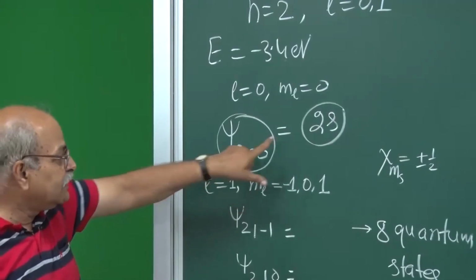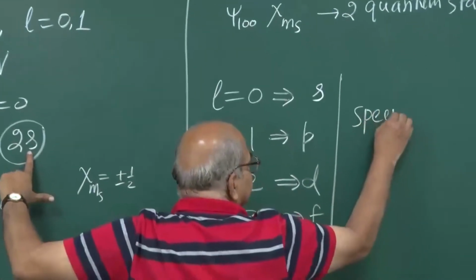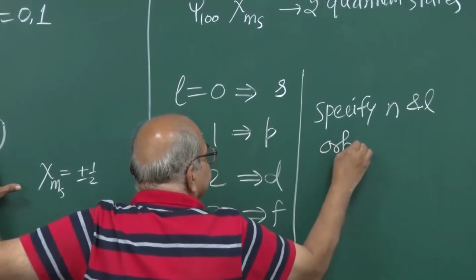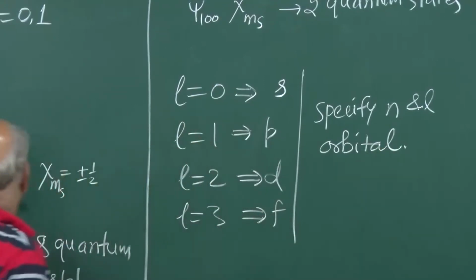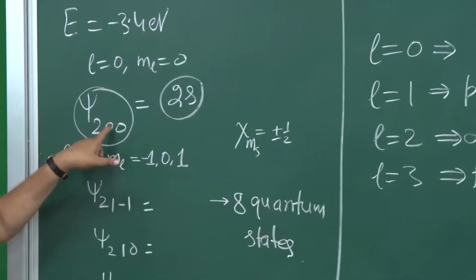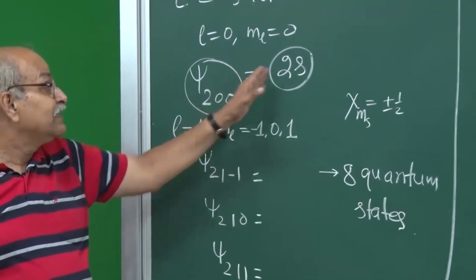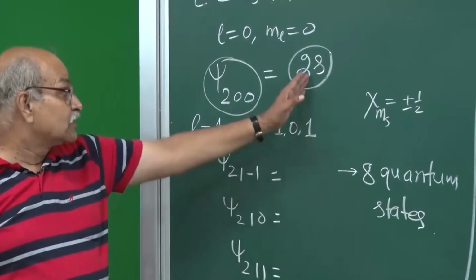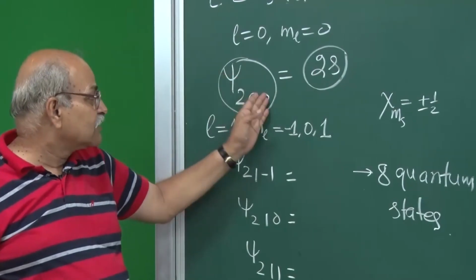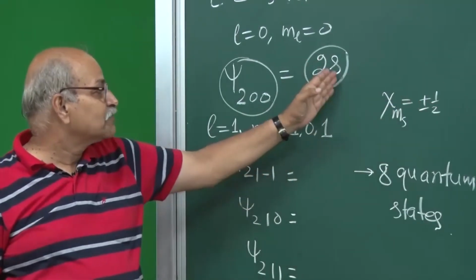And when you specify n and L, then you call it orbital. So 2s is an orbital where n is equal to 2 and L is equal to 0. And ML is anyway 0, but that is not mentioned here. So 2s will have 2 quantum states, because your wave function is fixed, 2, 0, 0, but then you have 2 spin states. So there are 2 quantum states in 2s.